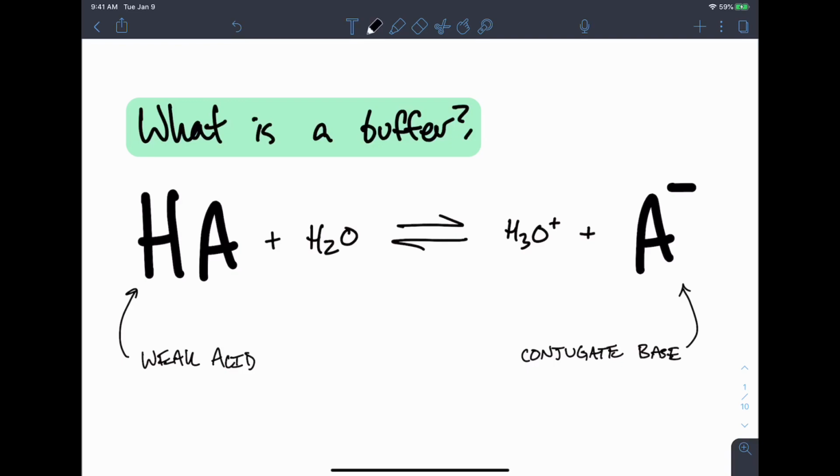So a buffer is going to be a solution made from either a weak acid or a weak base and a conjugate of that weak acid or weak base. So in this case, I've drawn the equilibrium reaction of a generic weak acid, HA, reacting with water to form hydronium and the conjugate base A-. You'll notice that I have written HA and A- very, very large. That's to indicate that we want a bunch of weak acid and a bunch of the conjugate base present in that solution in order to increase the buffering capacity of the solution.